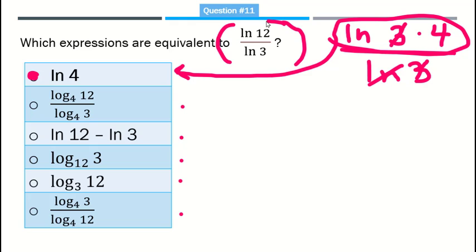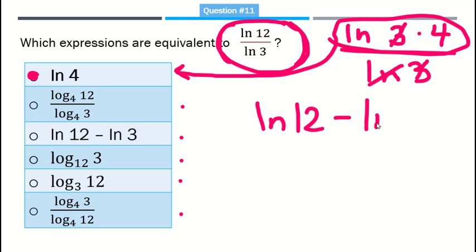Alright, we know that when we're looking at logs, or natural logs, that division means subtraction. So let me go ahead and write it that way. This is going to be the natural log of 12 minus the natural log of 3. And right off the bat, I can find that expression here. So that's also another equivalent expression.